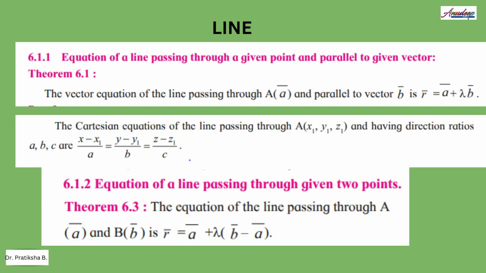The Cartesian equation of the line passing through the point A (x1, y1, z1) and having direction ratios a, b, c is given by (x minus x1) upon a equal to (y minus y1) upon b equal to (z minus z1) upon c. The equation of a line passing through 2 points will be given by r vector is equal to a vector plus lambda into bracket b vector minus a vector.